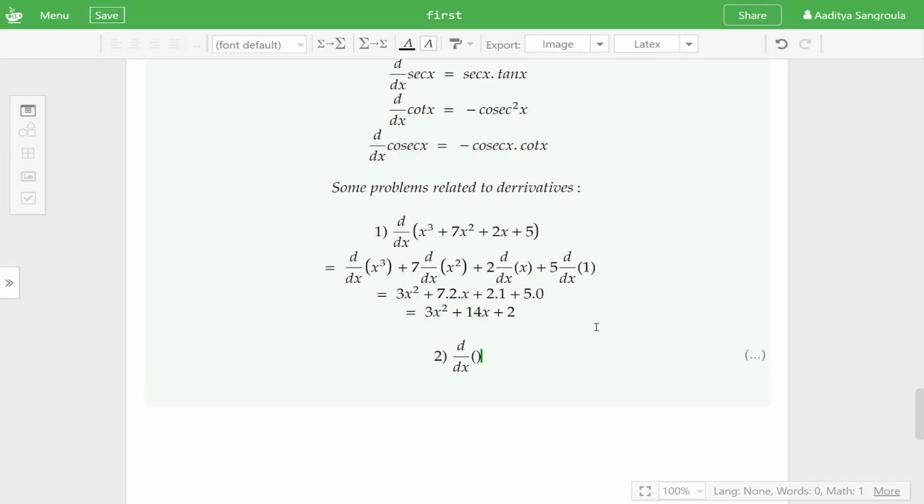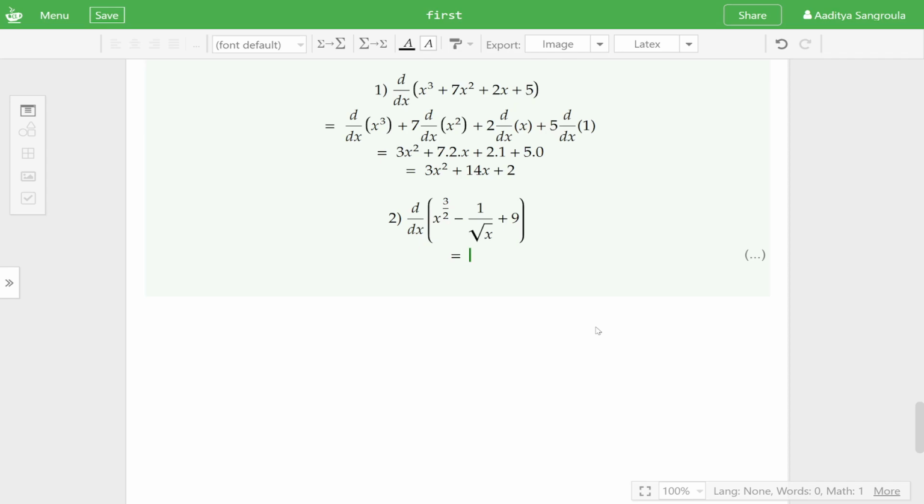And then 2. Now we will be looking at the derivative of a bit more complex function. So x to the power 3 over 2 minus 1 over square root of x plus 9. So how do we do this? Well, simply we can just use the power rule.